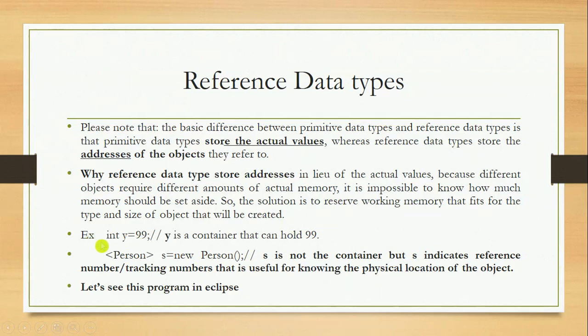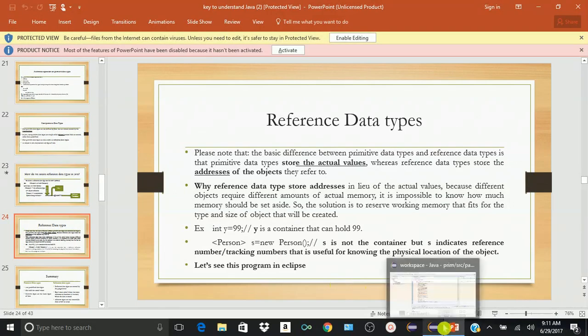Let's see an example. int y is equal to 99. Then y is a container that can hold 99 because y is a primitive data type. Whereas when you see the reference type here, Person s is equal to new Person, s is not a container, but s indicates a reference number or tracking number that is useful for knowing the physical location of the object. Let's see this program in Eclipse.